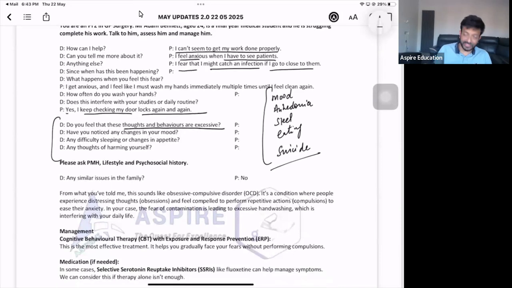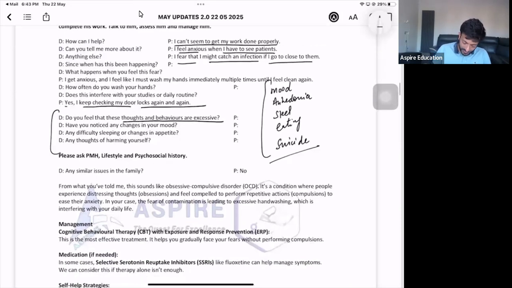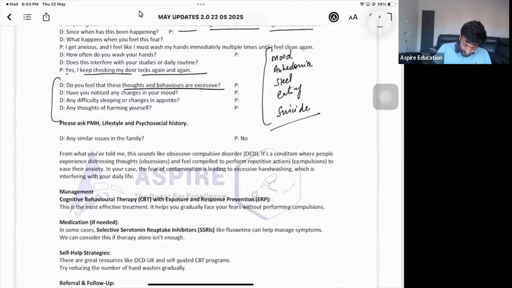Now, what is this OCD? First, the treatment is simple CBT, yeah? From what you have told me, you have got OCD. It's a condition where people experience distressing thoughts and they feel compelled to perform repetitive actions. So they have an obsession and they feel compelled to do those repetitive actions. That's what OCD is. For example, washing hands excessively. For some patients, just checking the locks again and again. So this is the thing.